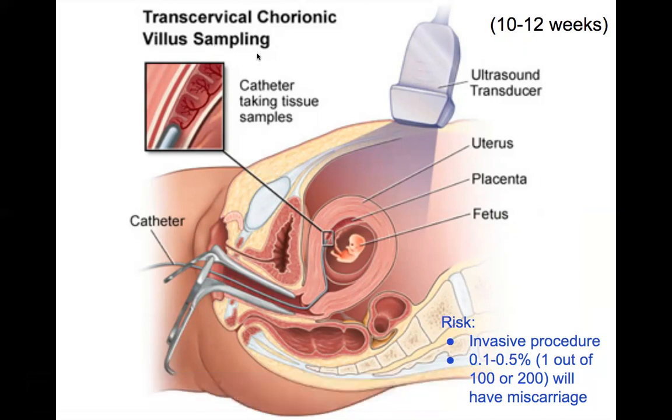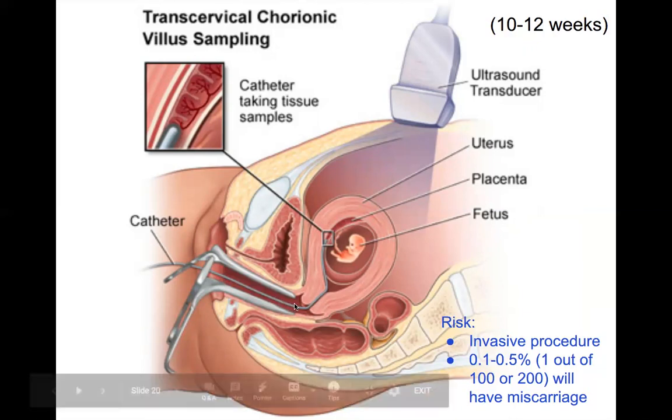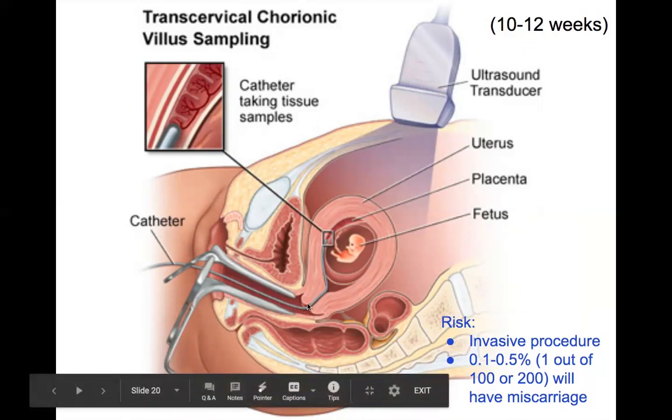The chorionic villus sampling is a procedure where you use an ultrasound to monitor the positioning of the embryo, and then the doctor would put a catheter, a soft plastic tube, through the woman's birth canal and into the area known as the chorion.